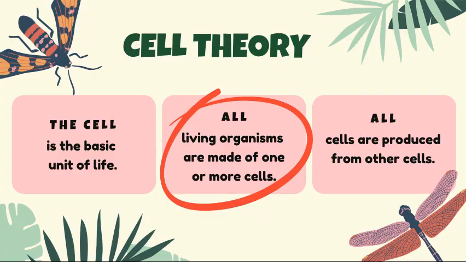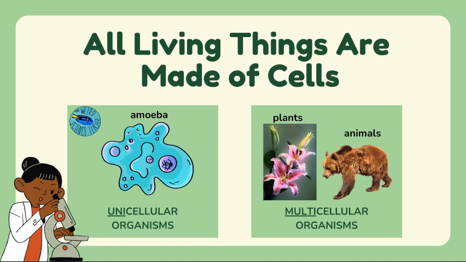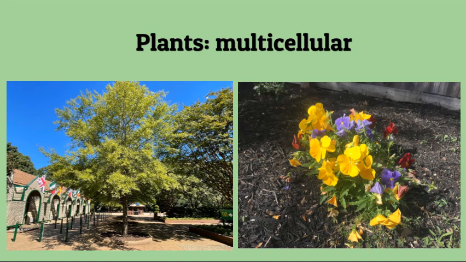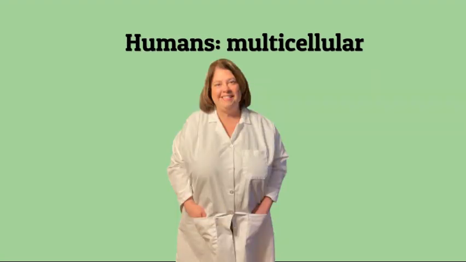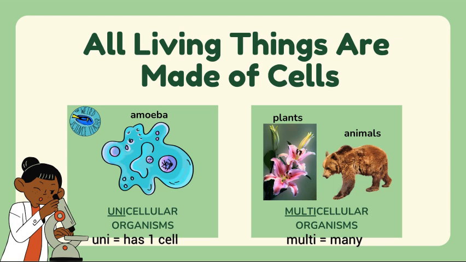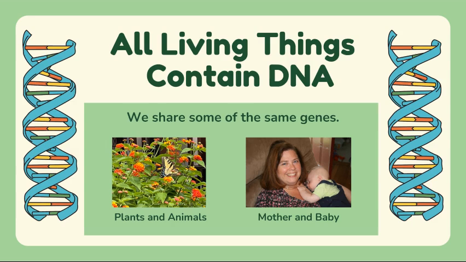The cell theory states that all living organisms are made of one or more cells. Some organisms are unicellular, so they can only be made of one cell, like an amoeba or bacteria. That's easy to remember since uni means one. Other organisms, like trees and flowers, zebras and fish, and even humans, are multicellular because we are made of many cells. That's also easy to remember since multi means many, which means that we are all made of more than one cell. All cells have the instructions for the rest of the characteristics in their DNA.